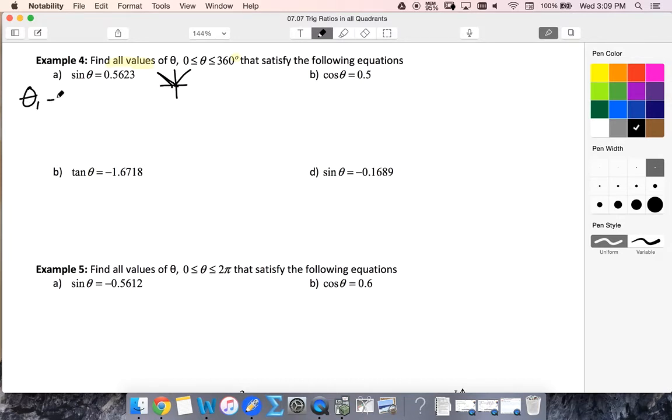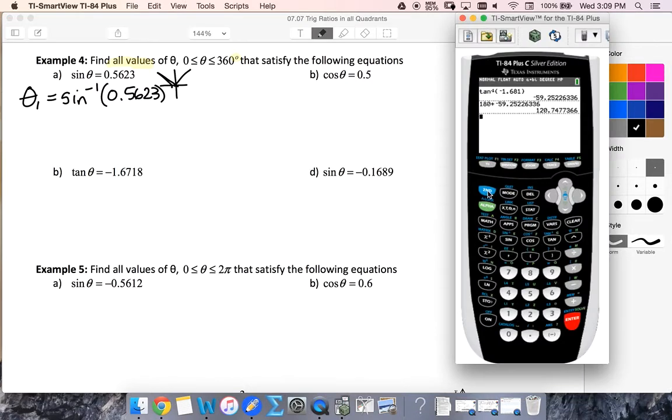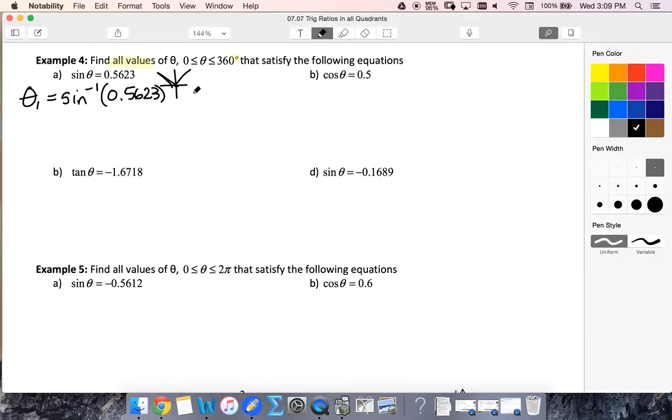My first answer is just going to be when I do the inverse of 0.5623. So sine inverse of 0.5623, and I get the first angle in quadrant 1. That's about 34.2.